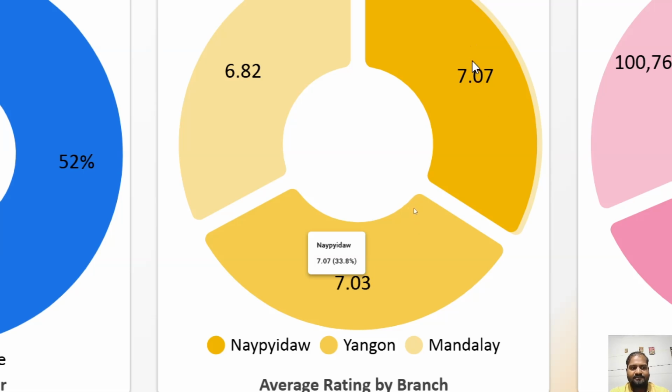We can see that Napier Dog has the highest rating with 7.07, Yangon with 7.03, and Mandalay with a 6.82 average rating. This tells us that customer satisfaction varies slightly across the branches.